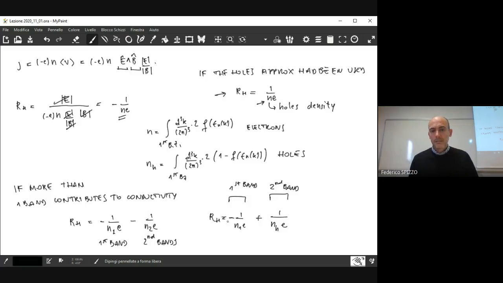So these qualitative indications concerning the value of RH and the sign of RH somehow reconcile the Drude results, the experimental results, with the results that may be obtained by this model. So in general, this is an indication that the values that we may observe in the lab are not always negative. They may also change sign.